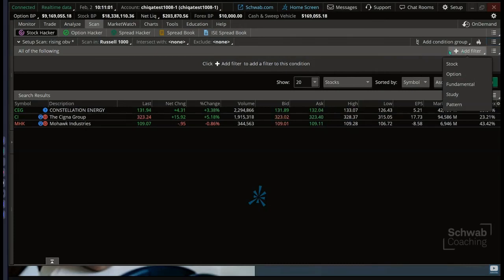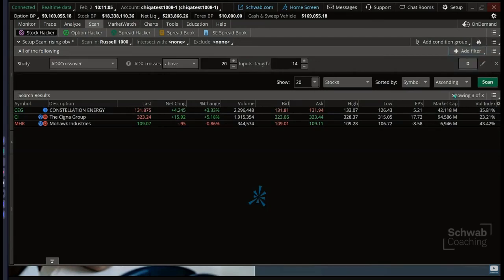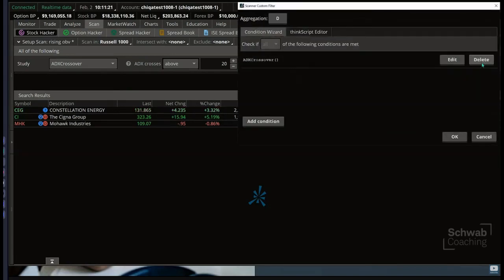And this is going to be a study. If you are doing this in paper money, it's not going to work. The study filters are not in paper money. So you've got to build this screen in your live account, and then you could take the results and maybe trade them in your paper money account. All right. So what we do here is we just pull up something, and then we hit the little pencil for editing. We don't want the ADX crossover necessarily, so we'll take that out.